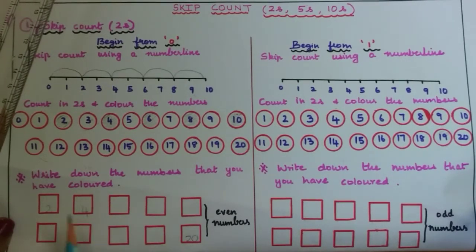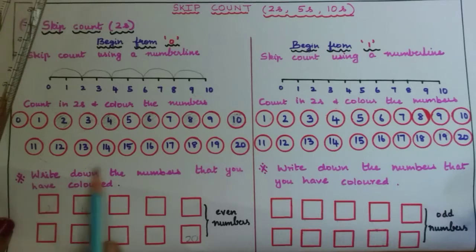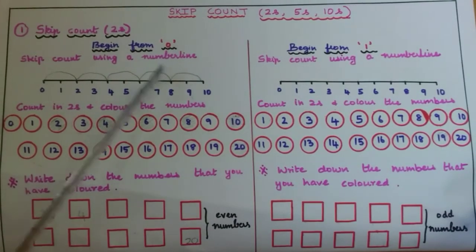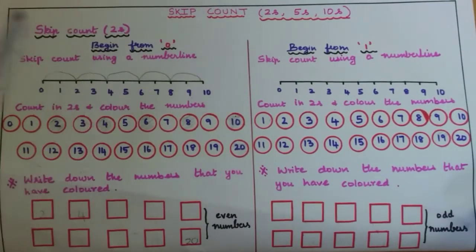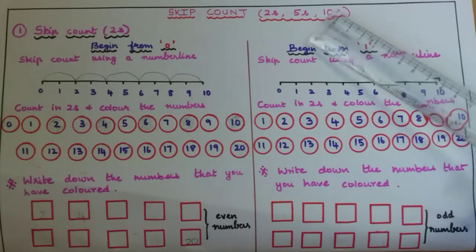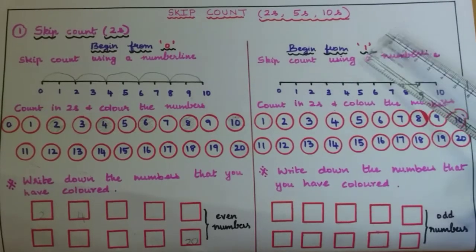So by introducing the concept of skip counting, the child also gets introduced to the concept of even numbers, and also learning table 2 is going to be very easy for the kids. Once the kid is familiar with this activity, then you can give a similar activity wherein you ask them to skip count in twos beginning from 1.